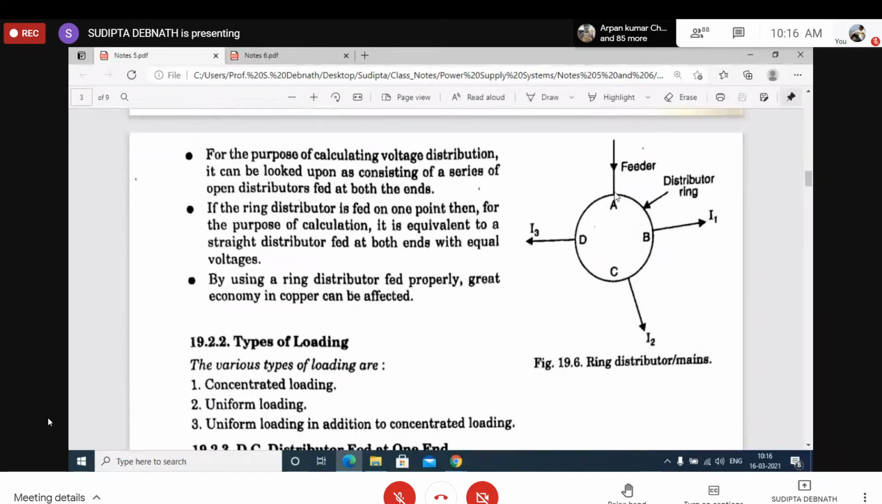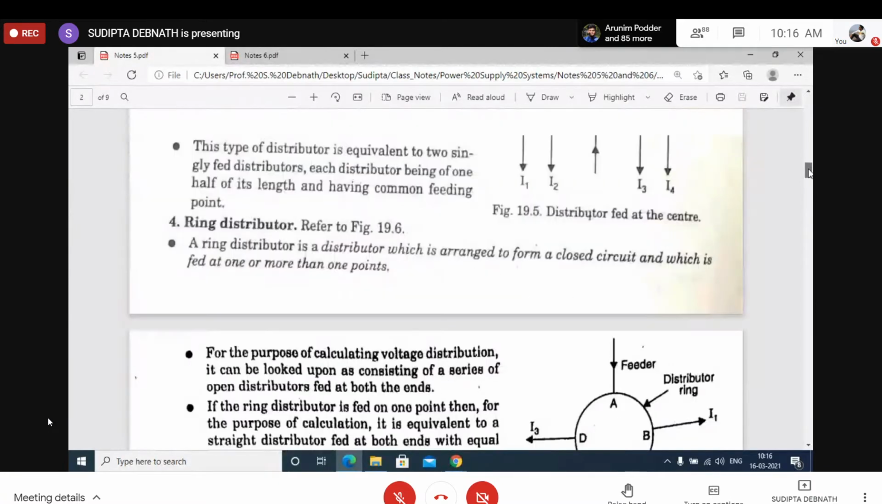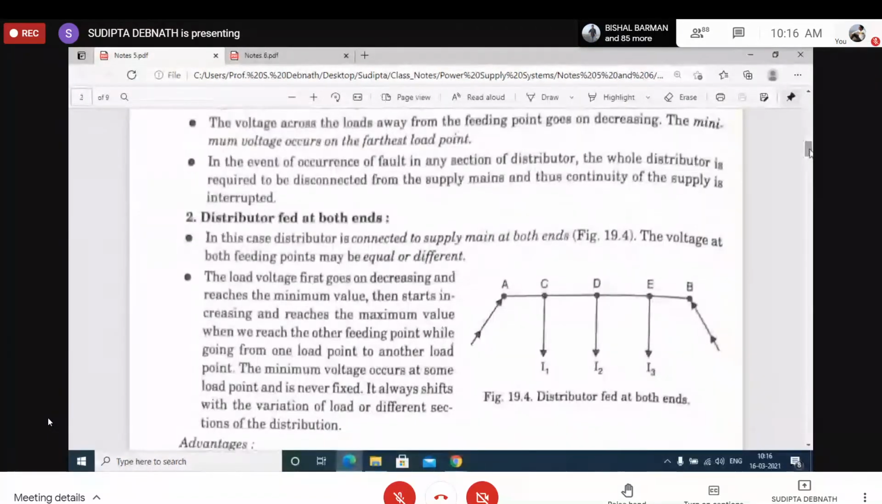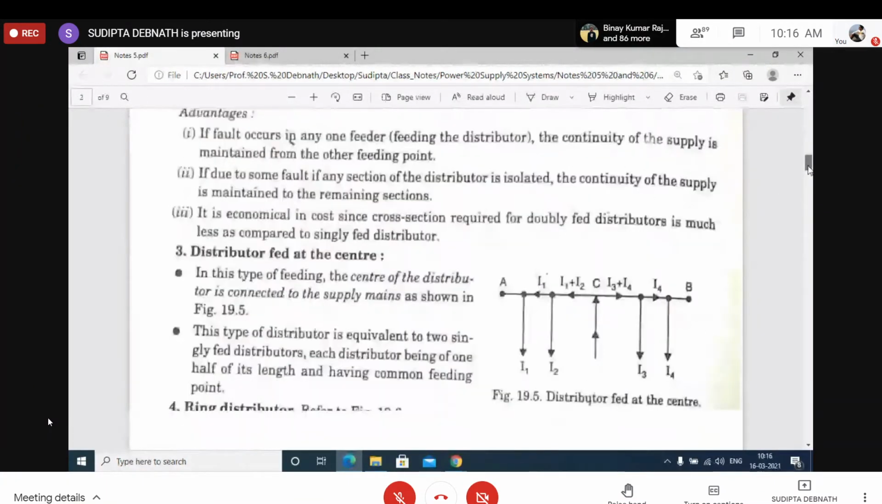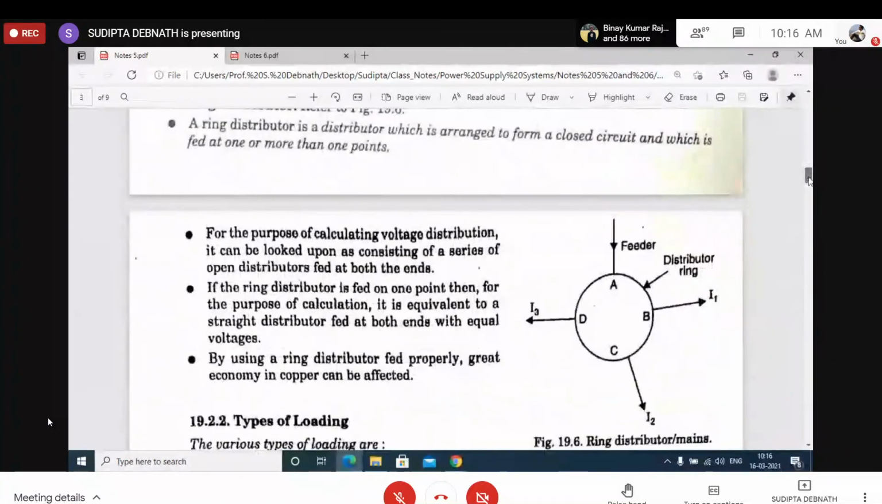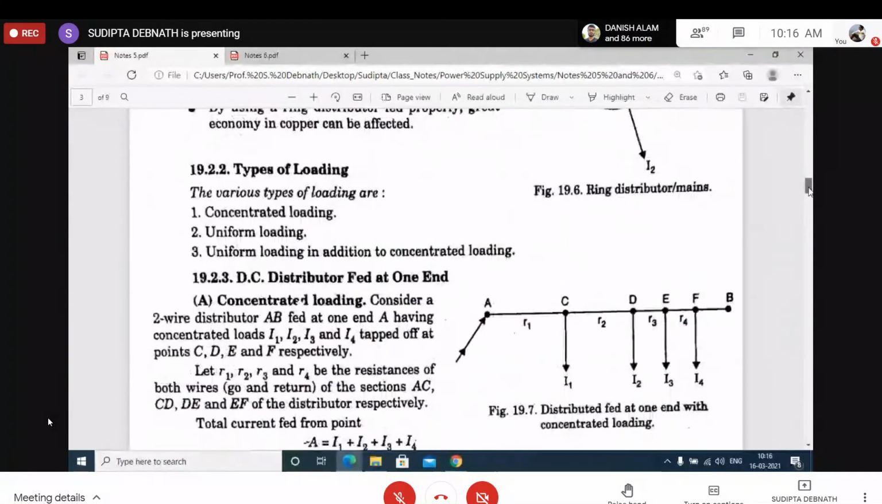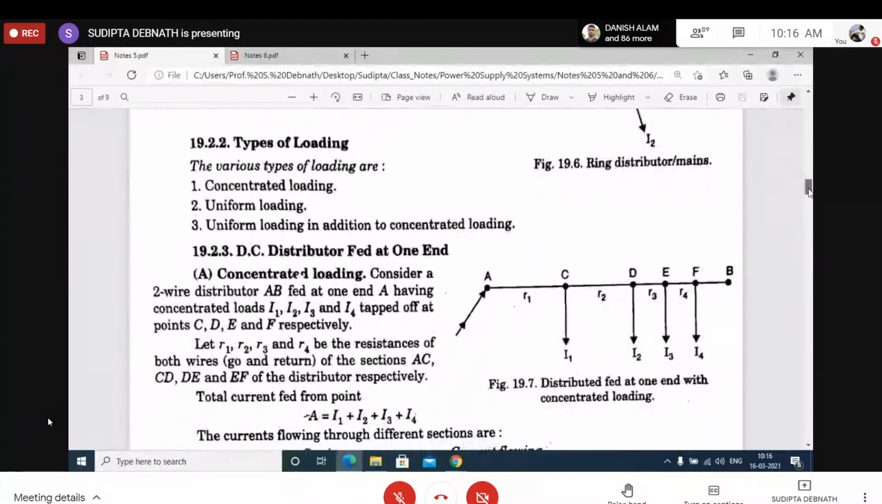It is nothing but, as you see in the previous one, the second one fed at both ends, as if points A and B have been joined together. It is just like that. A ring distributor is as if A and B are joined together. You will get a clear picture after solving problems and after an elaborate discussion of each type of feeder.